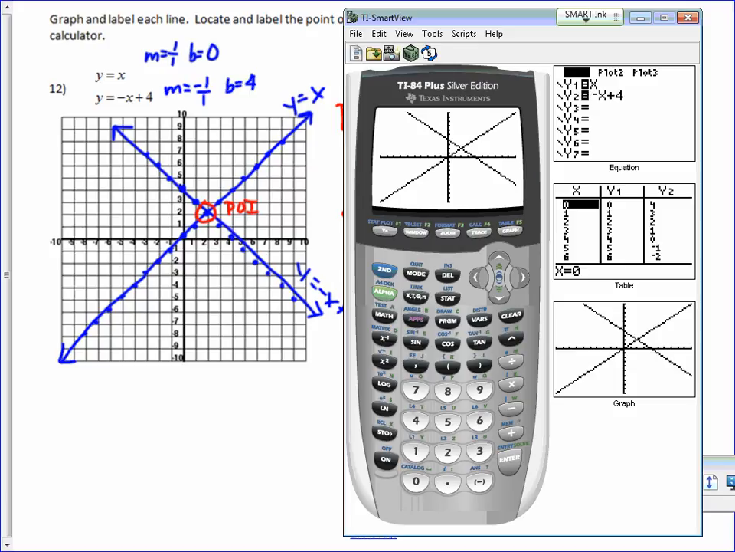How can I see if I have a point of intersection? Second, calc. Go down to number 5, intersect. My first curve, again, make sure you use your arrows, make sure you are to the left of that point of intersection. Second curve, I am to the left of that point of intersection. Hit enter, and sure enough, my calculator takes me again to point 2, 2. So I have checked it, and I am good.